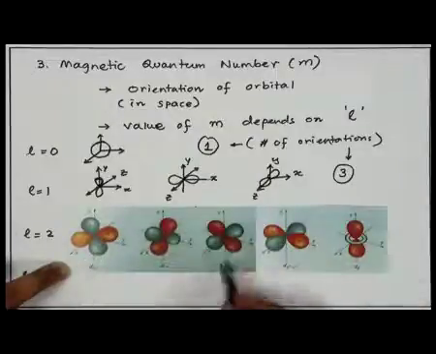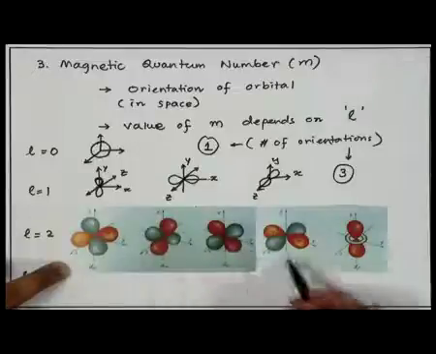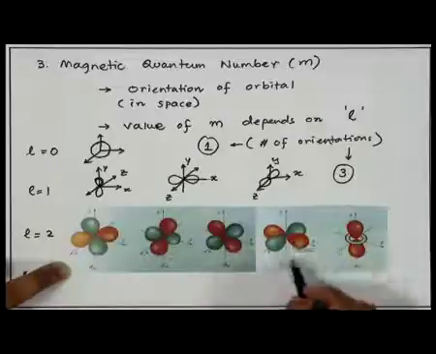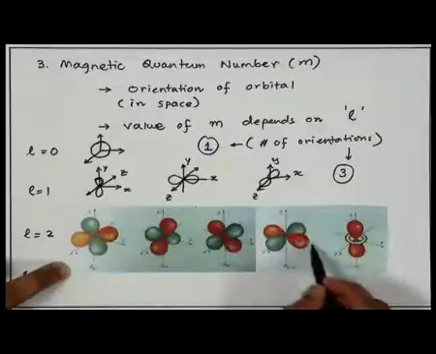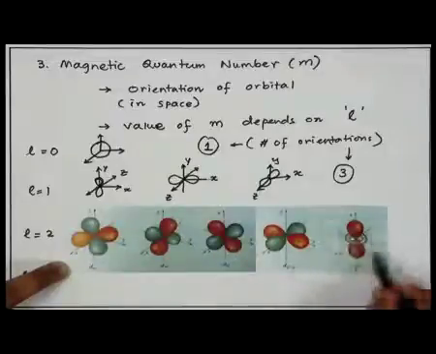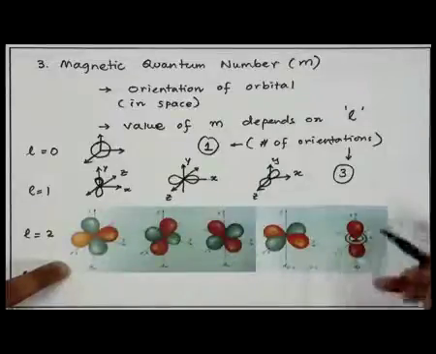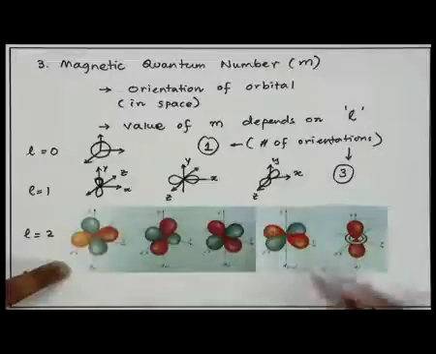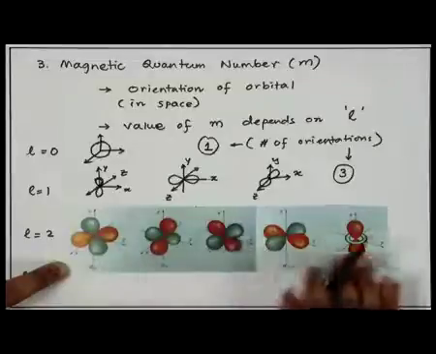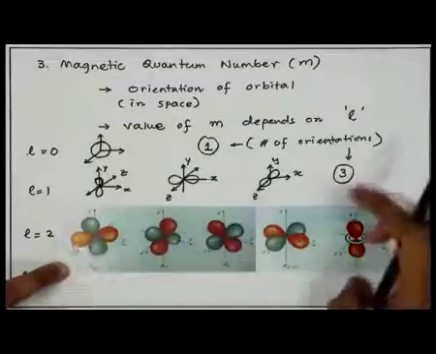So, these three have the lobes within the axes, and the remaining are on the axes. In this case you see the lobes are on the x axis and y axis, and this is slightly difficult to explain because it is a linear combination of two different orientations, but we see that there are 5 different possible orientations for d orbitals.